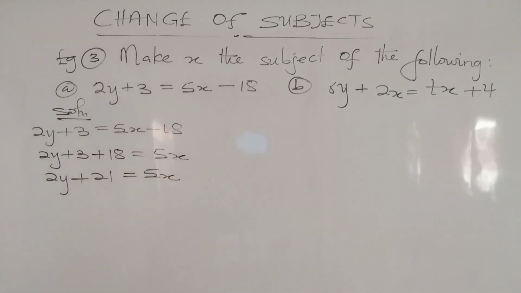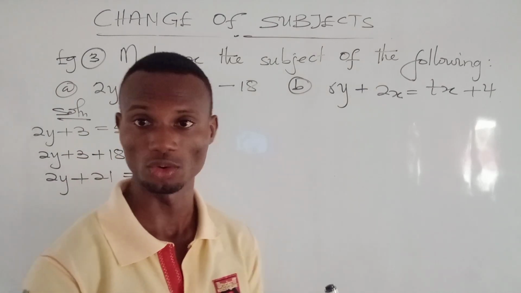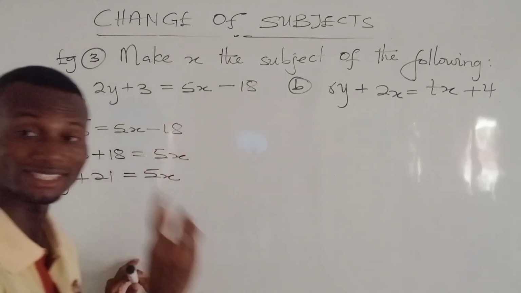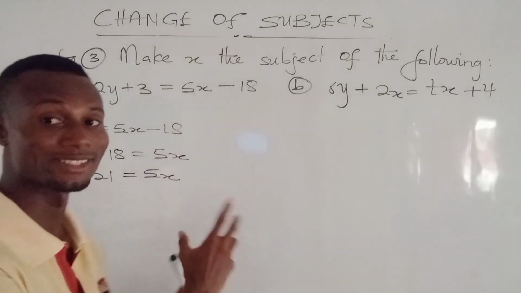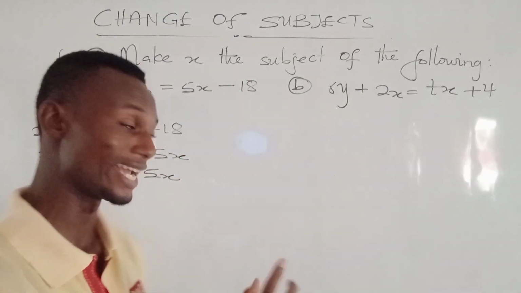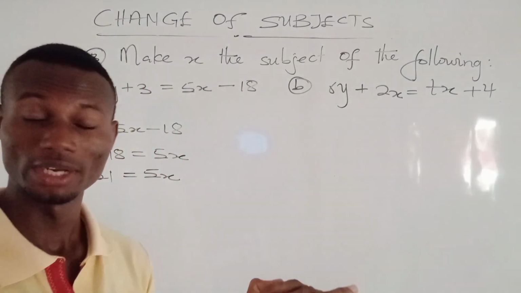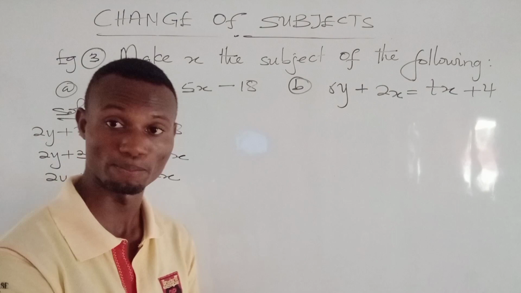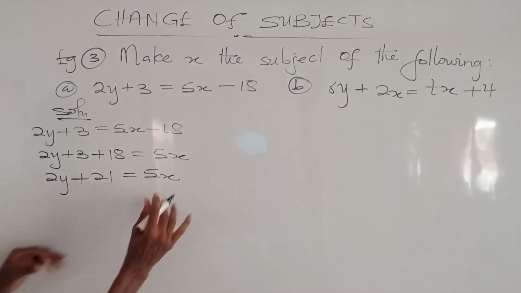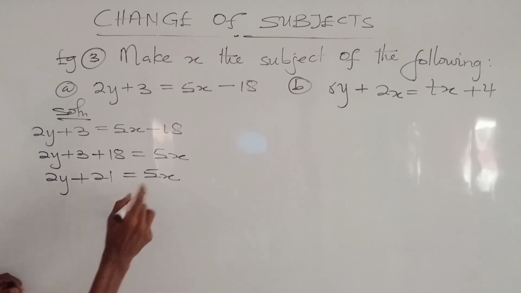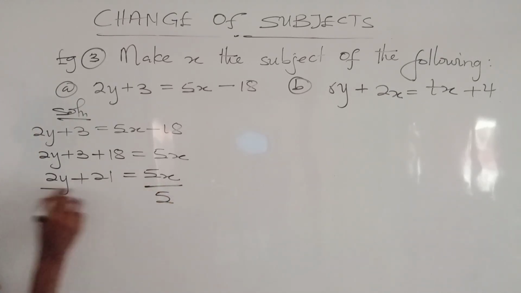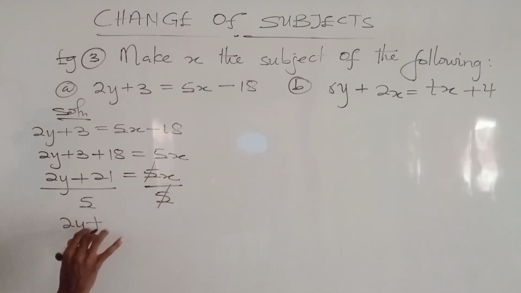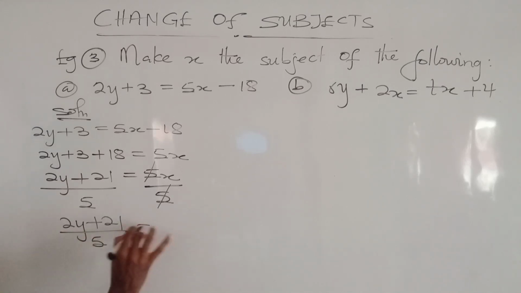Now we have to make sure that S is standing alone. So now we have 5s equals 2y plus 21. The 5 and the S are multiplying. So what we need to do to get S to stand alone is to divide through the equation by the coefficient of S, which is the 5, because the 5 and the S are multiplying. So I'll divide here by 5 and here also by 5, so that this 5 and this 5 will cancel. So I have 2y plus 21 all over 5 equals S.